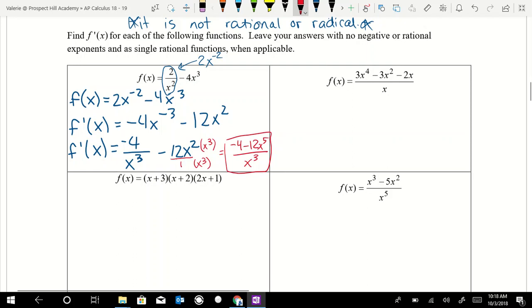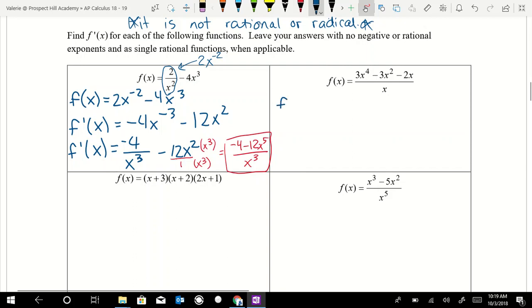All right, so for the second problem, f of x equals 3x to the 4th minus 3x squared minus 2x all over x. We can cancel out an x from every term in the numerator with the x in the denominator. So we rewrite this.